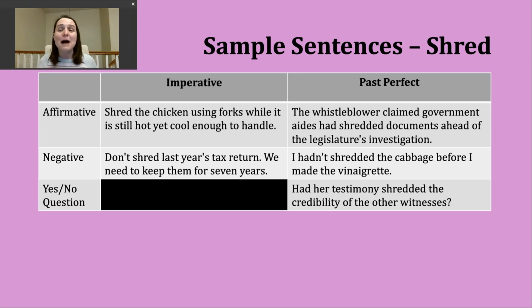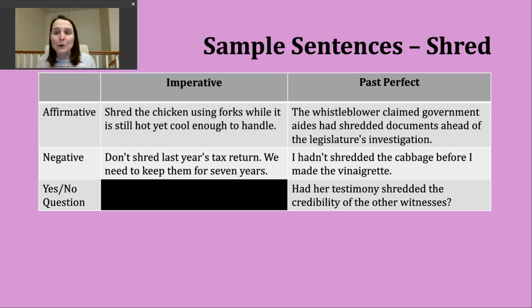Now let's talk about the past perfect. We use this verb tense in particular to note that an action happened before some other action in the past. To make the past perfect, I'm going to need two parts. I'm going to use the past form of have, which is had, and then I use the participle form of the verb. And since shred is a regular verb, I'm just using that form of the verb with the ed ending. Okay, let's take a look at an example sentence.